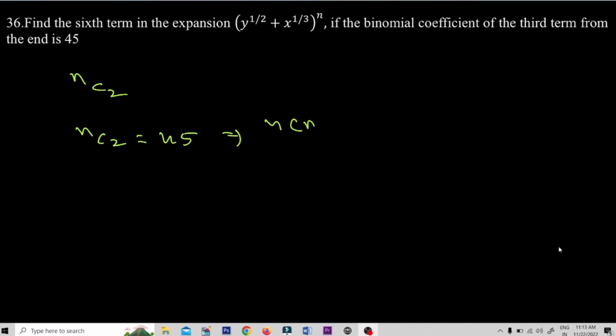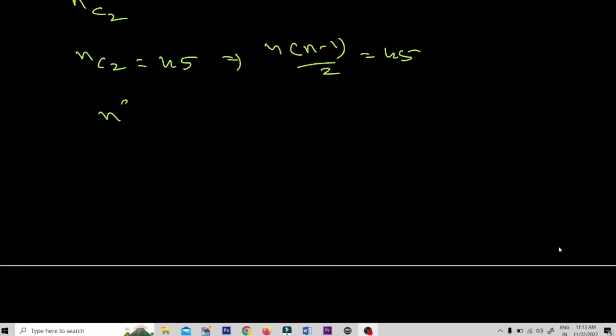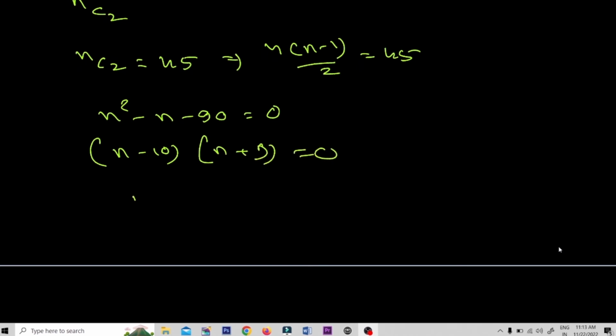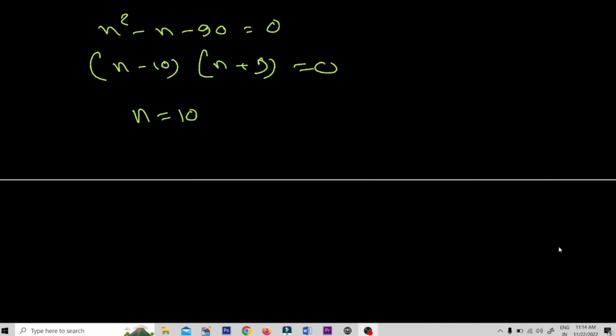Therefore n into n minus 1 by 2 equals 45. Therefore n square minus n minus 90 equals 0. So (n minus 10) into (n plus 9) equals 0. So n equals 10 because n cannot be negative 9. The reason is that the number of terms cannot be negative. So we can say here n equals 10.